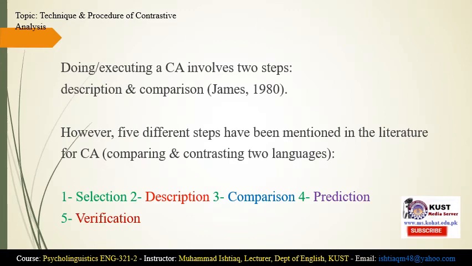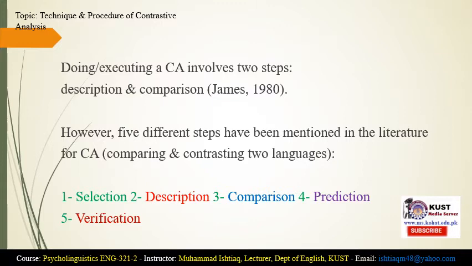So they say doing or executing a contrastive analysis involves two steps. It means the actual application: when we're actually carrying out contrastive analysis, it has two major steps. Description of the two languages in question, and comparison of the two languages in question, according to James 1980. That means description of their formal properties, structural properties, functional properties, and distributional properties, and then comparison between the different features and properties at different levels, comparison as well as contrast.